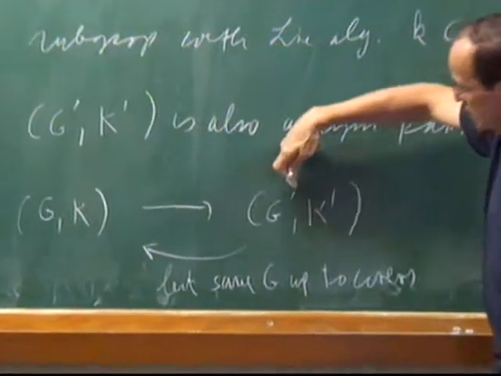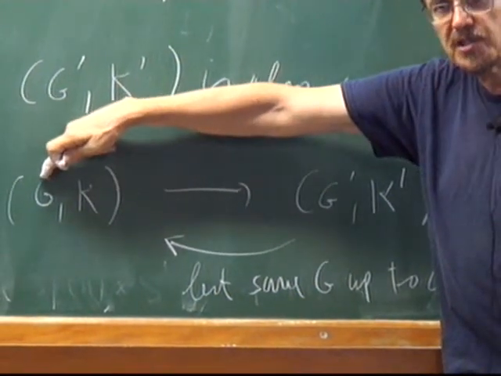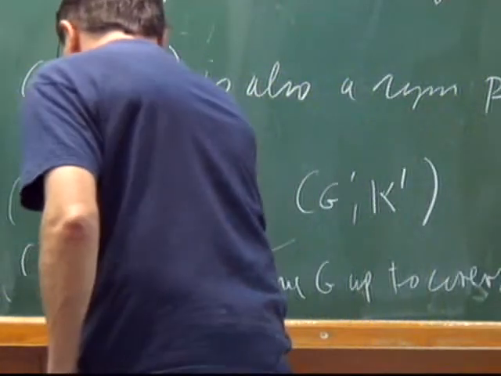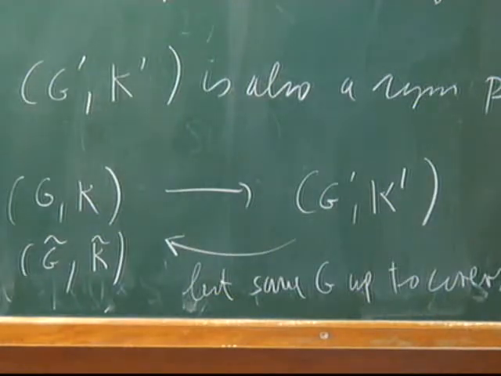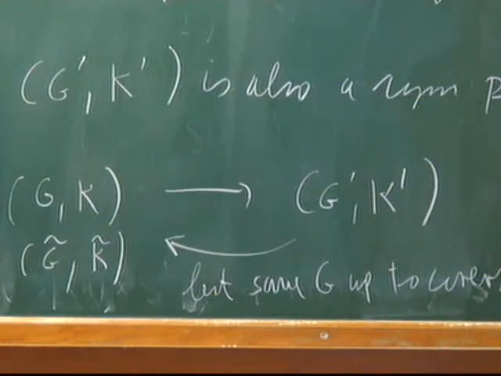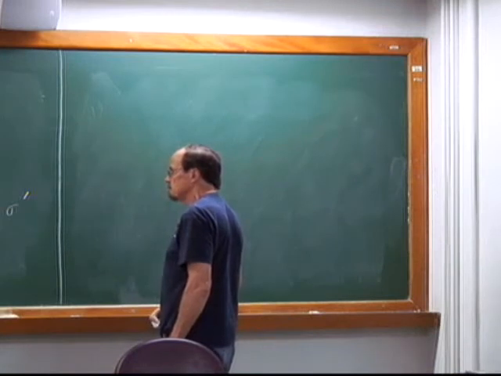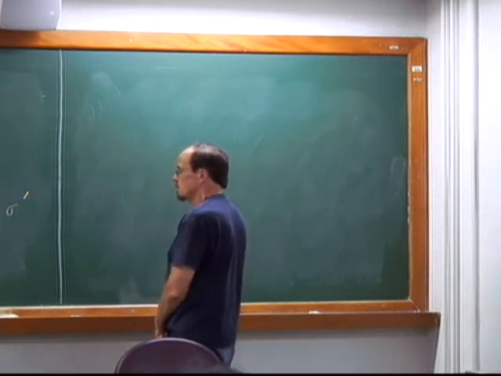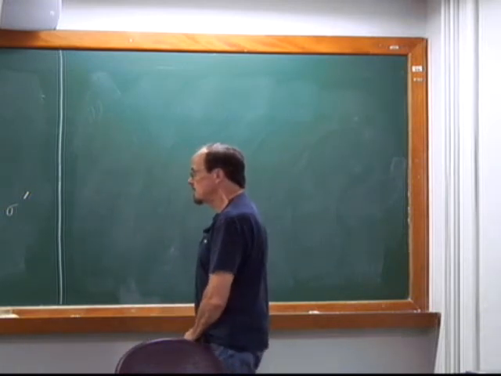In other words, if I go back here, then by construction my new group would be simply connected, which means there was a cover of G. Right? So if I go backwards, maybe I should say it this way, I get G tilde, K tilde. So up to that, it's a one-to-one correspondence. Particularly, I can say that... maybe I don't want to say that yet.